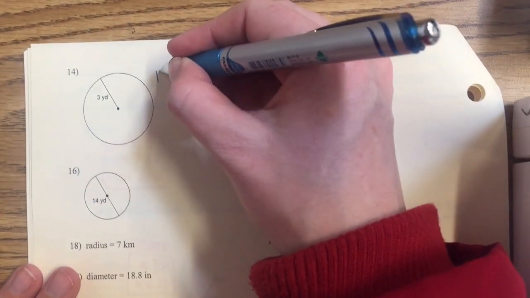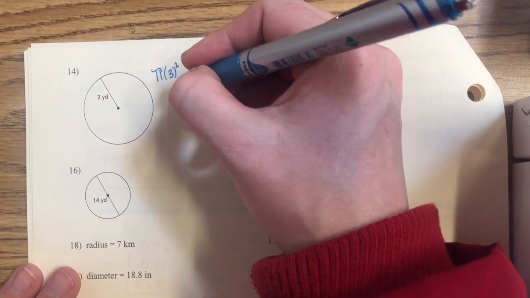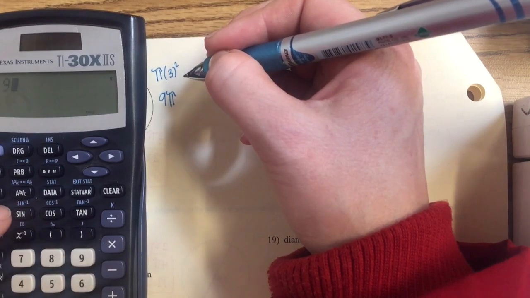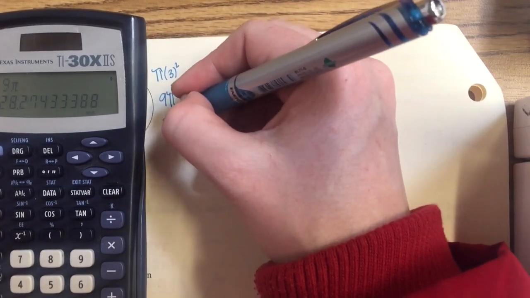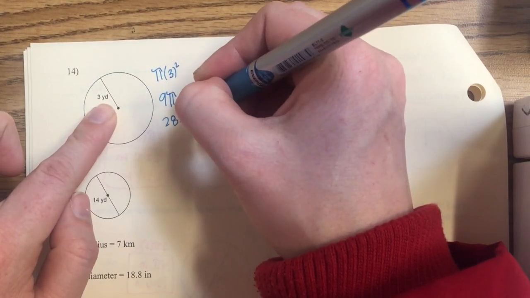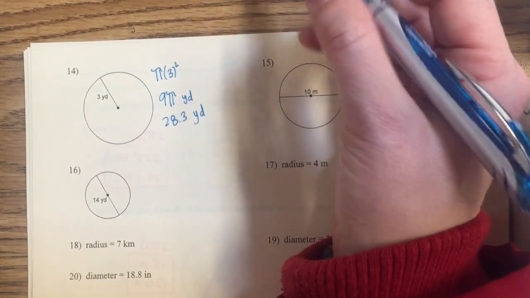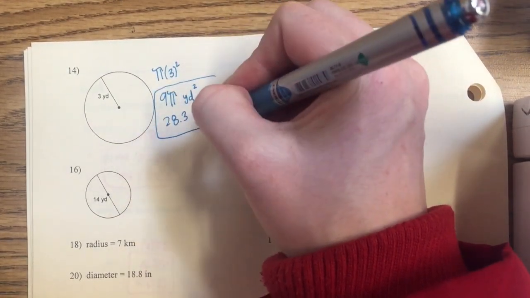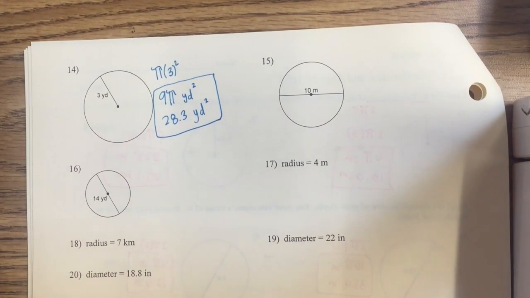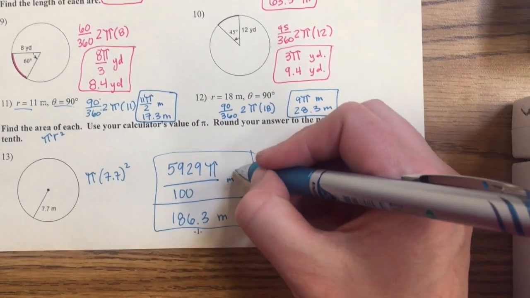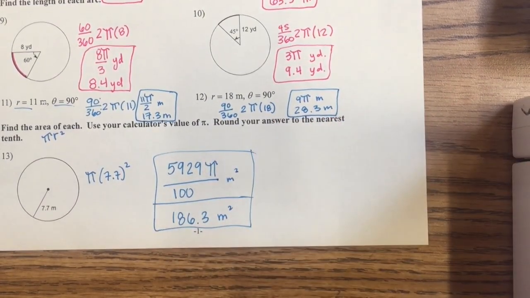I still want the area. Pi r squared. 3 squared becomes 9 pi. 9 pi is 28.3. And I fill in, ooh, I forgot. Area would be yards squared. So those will be my two solutions. I'm going to fix my last answer. My meters, because it's area, needed to be squared.